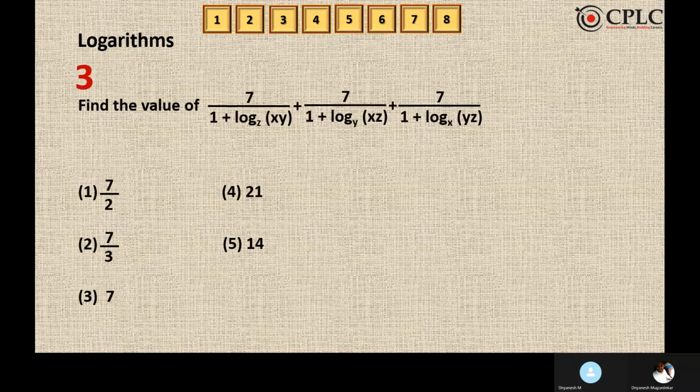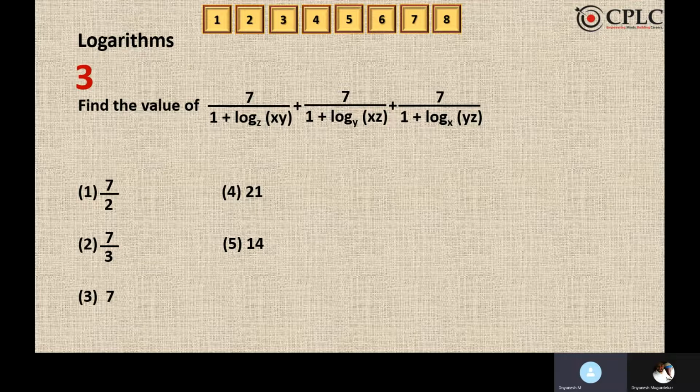The third one: find the value of 7 upon 1 plus log xy to the base z plus 7 upon 1 plus log xz to the base y plus 7 upon 1 plus log yz to the base x. Again, you can do the same thing: apply change of base, restructure, cross multiply. You'll realize all the denominators will be the same, which is log xyz, and all the numerators will be 7 log z plus 7 log y plus 7 log x.